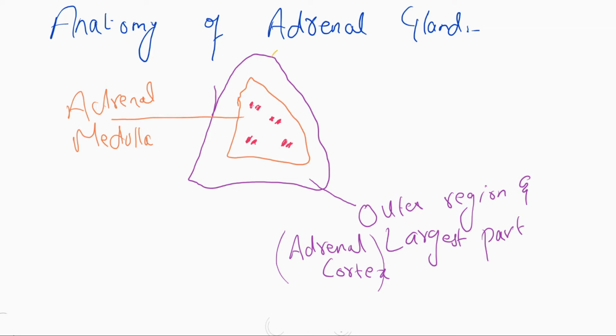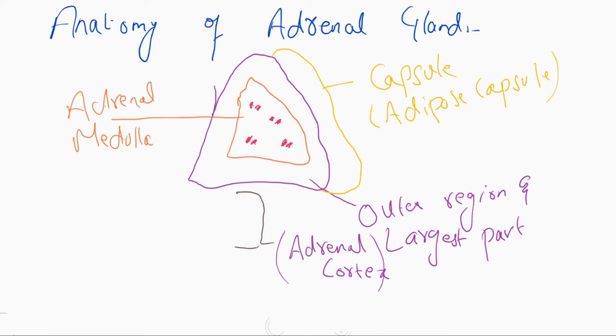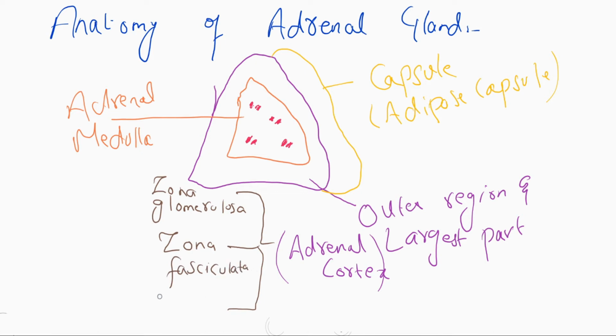The adrenal gland is enveloped by an adipose capsule. The adipose capsule forms a protective layer around the adrenal cortex and adrenal medulla. The adrenal cortex has three zones. The first zone is the zona glomerulosa, the second zone is the zona fasciculata, and the third zone is the zona reticularis.